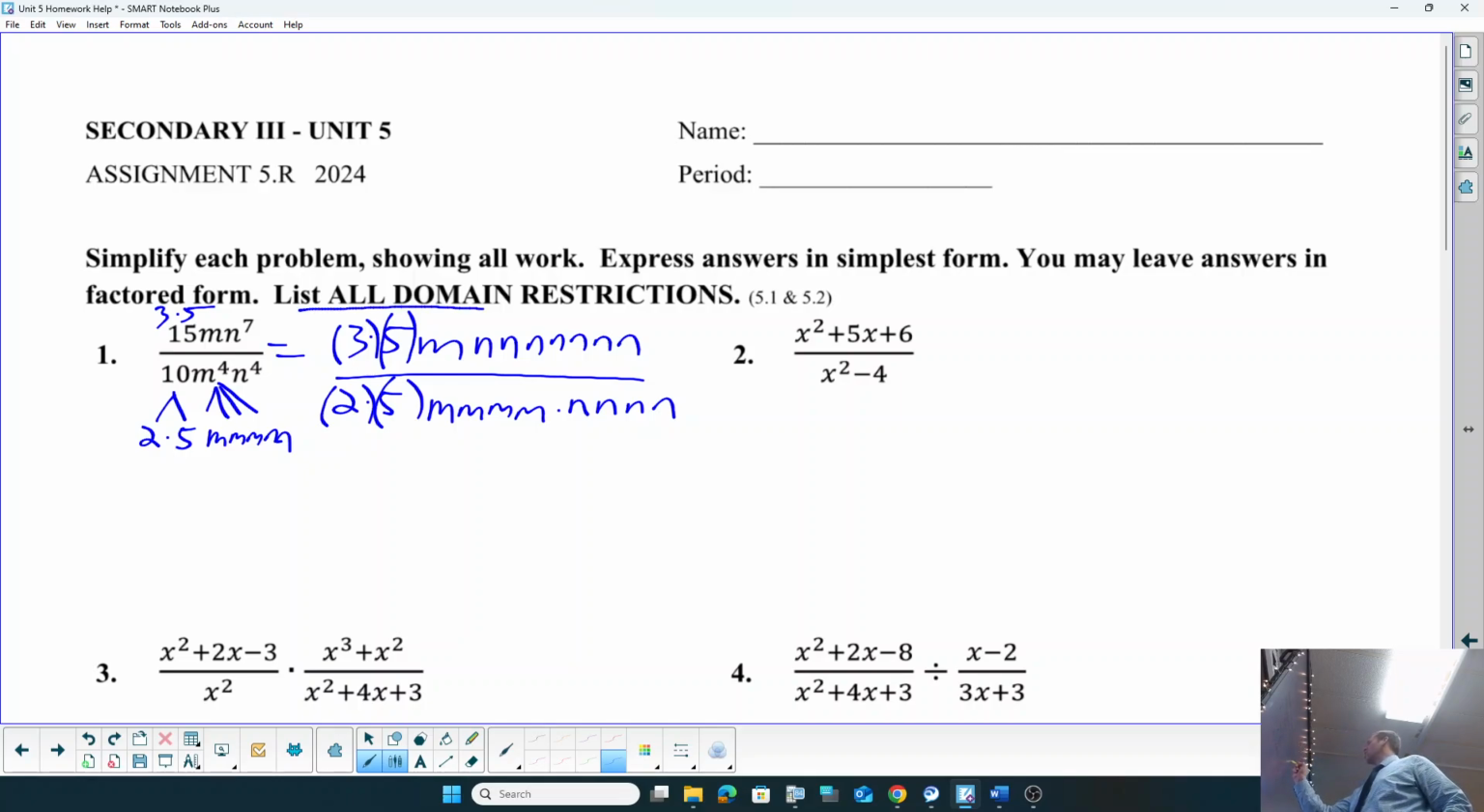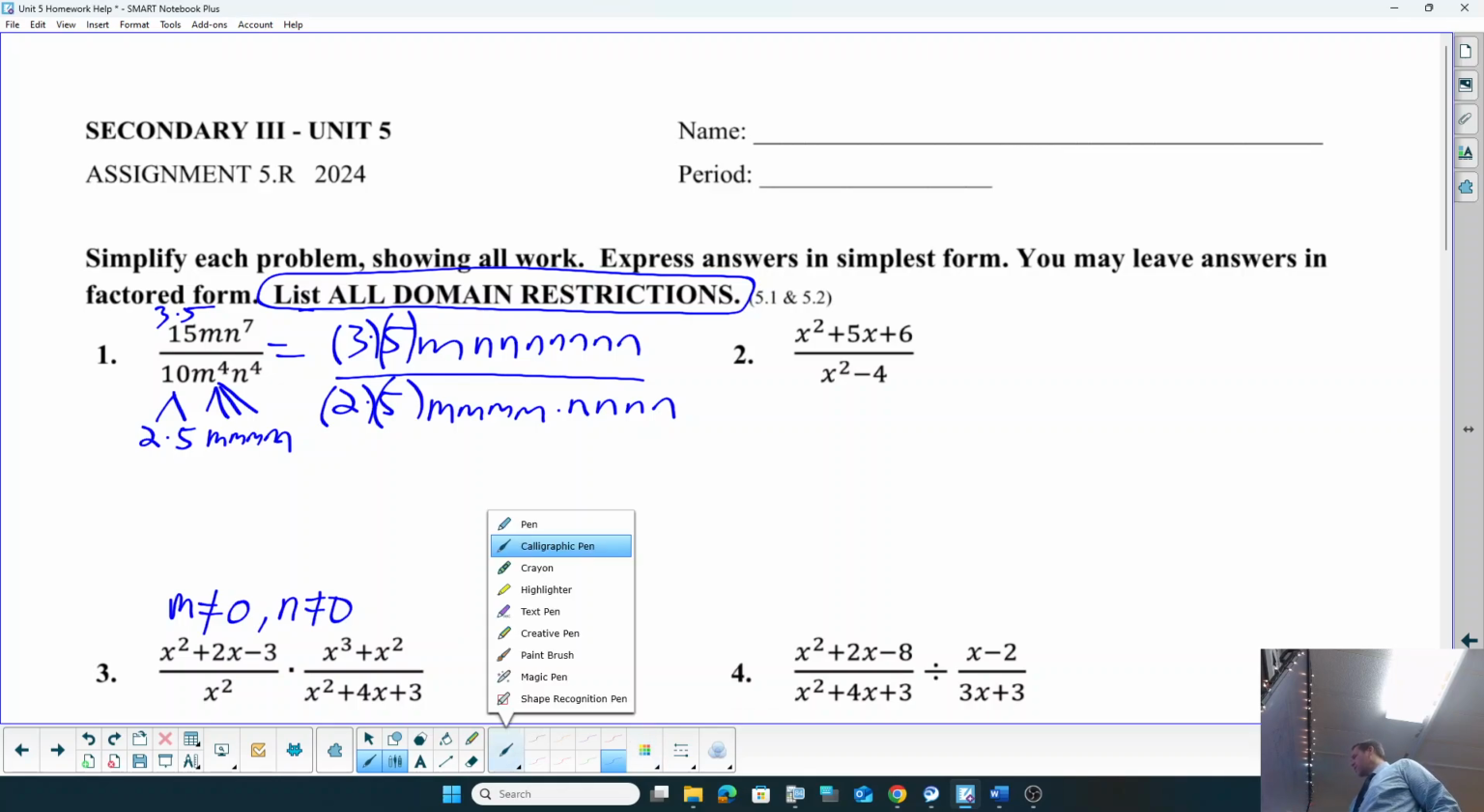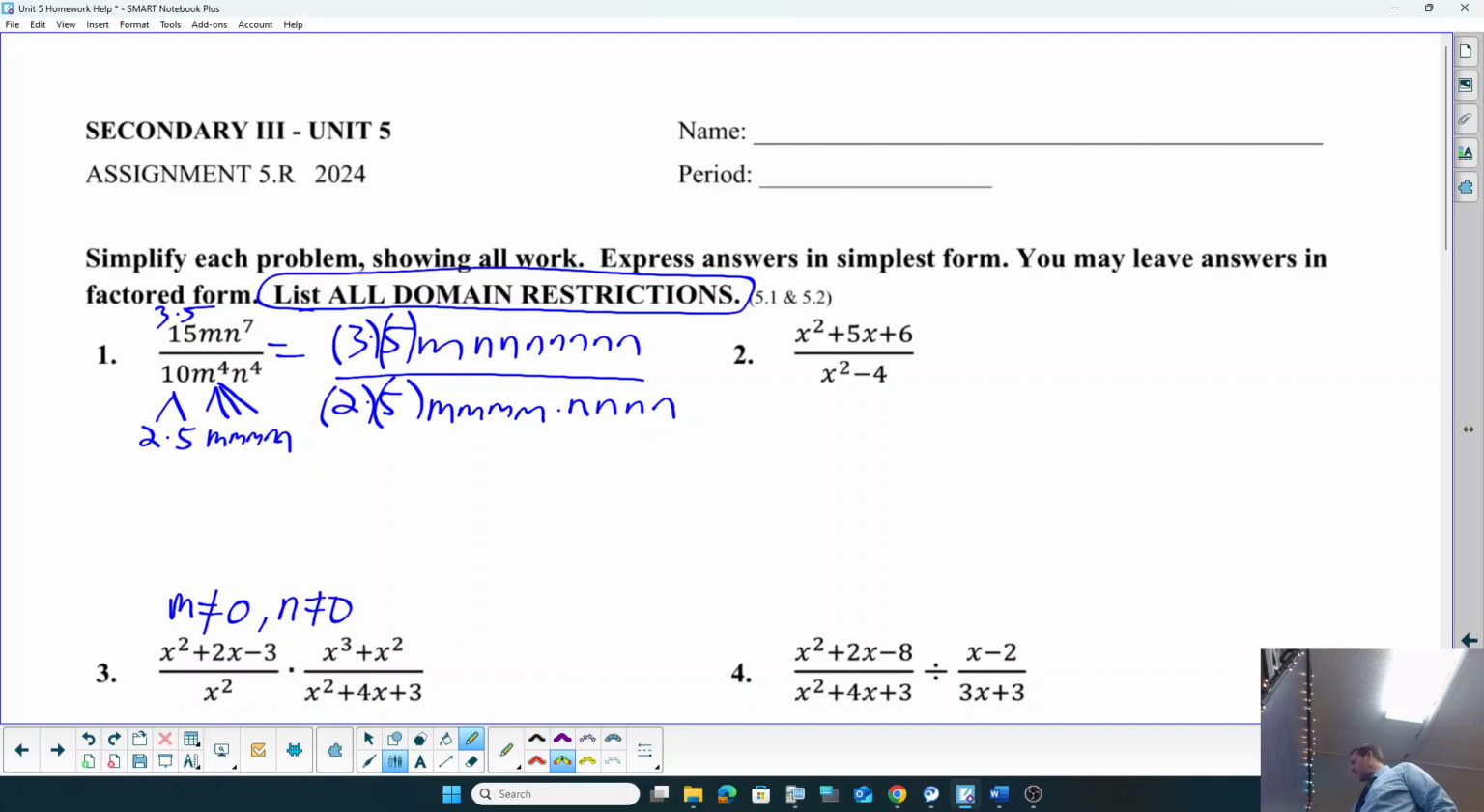It says list all domain restrictions. So m can't equal 0, and n can't equal 0, because then you'd have 0 in the bottom, because they're all multiplying by each other. So then we can now go ahead and Fruit Ninja. Fruit Ninja with our rainbow pen. So what do we got going on here? The 5s are going to cancel, and 1 of the m's, and 4 of the n's are going to cancel. So what do we have left?